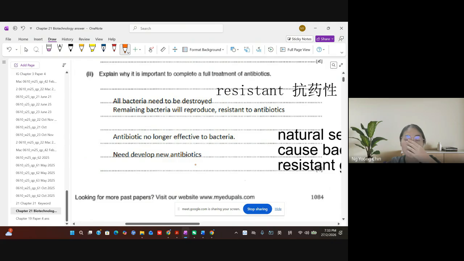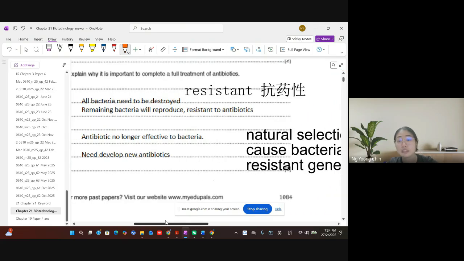And what is very important is that you should complete a full treatment of antibiotics. It's because you want to prevent the development of antibiotic-resistant bacteria due to natural selection.